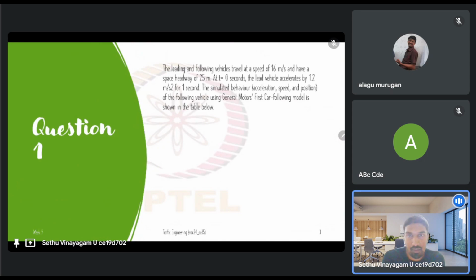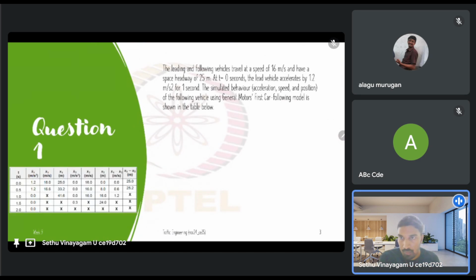The simulated behavior, which is acceleration, speed, and position of the following vehicle, uses the General Motors first car following model, and it's shown in the table below. Okay, so we have this table, right?